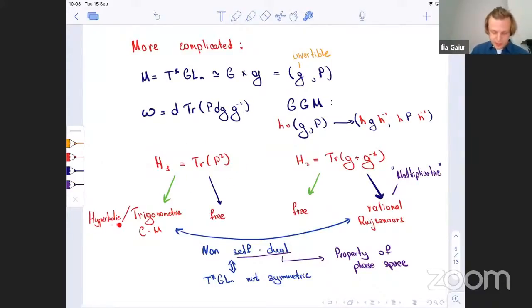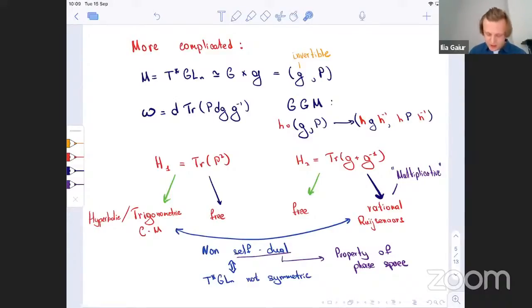At one point, we obtain the hyperbolic or trigonometric Calogero-Moser system, and at the other point, we obtain the free particle system. So it's again action angle variables. And for the other Hamiltonian, we obtain the free system at the green point, at the Calogero-Moser coordinates, and we obtain the rational Ruijsenaars system at the point which corresponds to action angle variables for the Calogero-Moser system. So now we obtain the duality between trigonometric Calogero-Moser and rational Ruijsenaars system. So we obtain dual systems, but not self-dual.